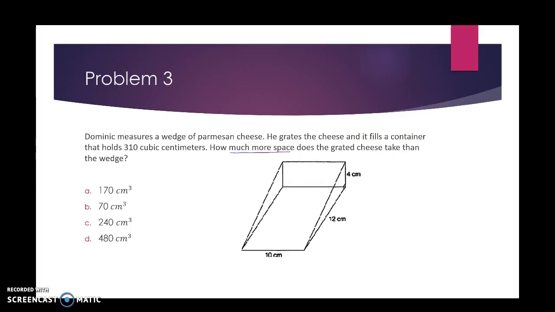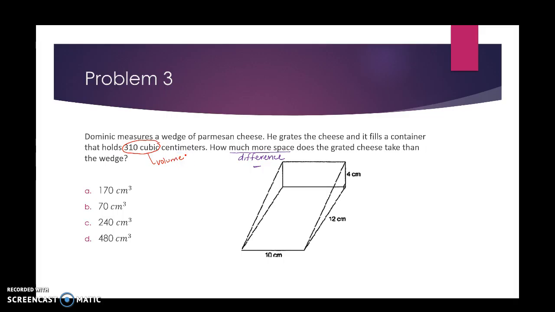So what operation is that telling you? This should tell you difference, okay? Which is what operation? Subtraction. Good. What else is this problem telling us? So we know that he's talking about 310 cubic centimeters. So cubic tells us we're dealing with volume.